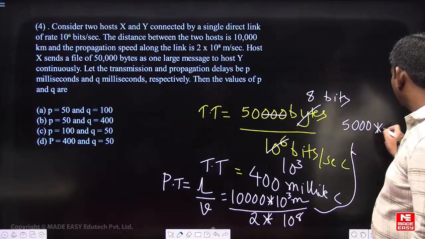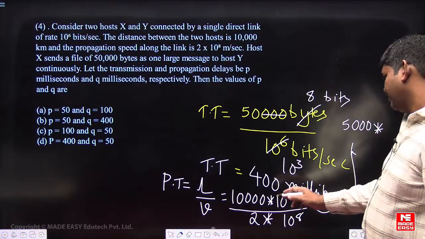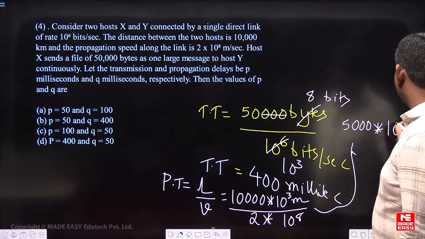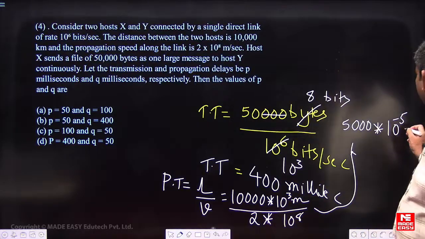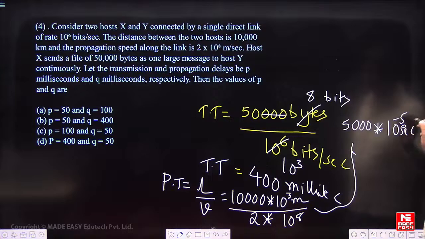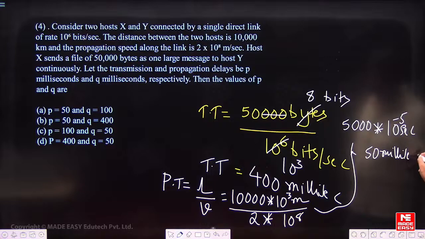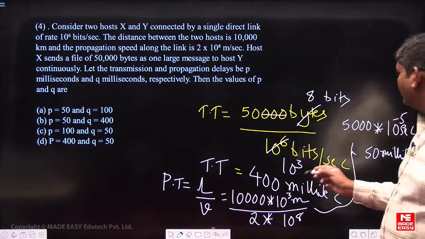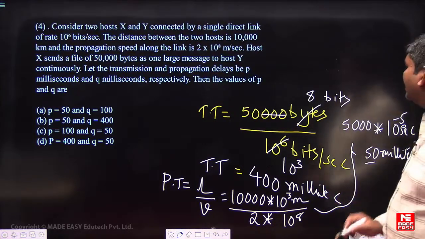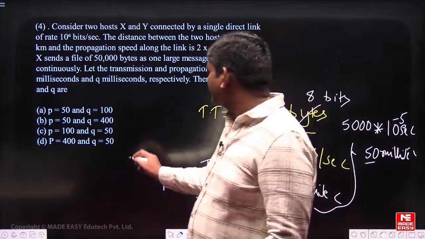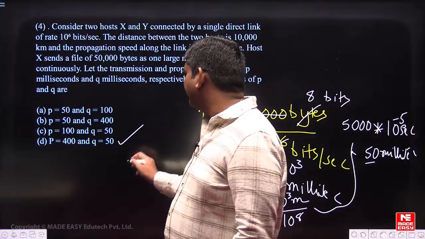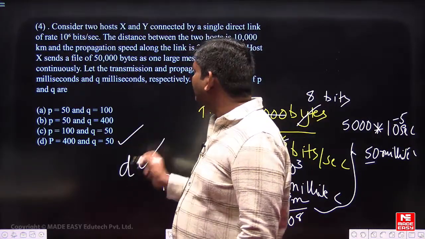So this is 5,000 into 10 power minus 5 seconds, and they want to represent it in milliseconds, so obviously it is 50 milliseconds. So check your answers: the transmission time you got is 400 and the propagation time is 50. This is available at option D, so D is the answer for this question.